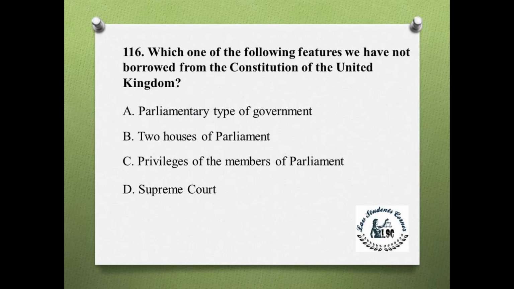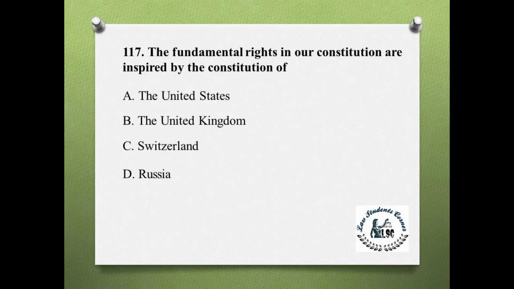Question number 116. Which one of the following features we have not borrowed from the Constitution of the United Kingdom? Option A. Parliamentary type of government. Option B. Two houses of parliament. Option C. Privileges of the members of parliament. Option D. Supreme Court. Correct answer is option D. Supreme Court.